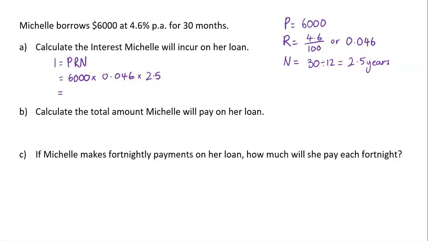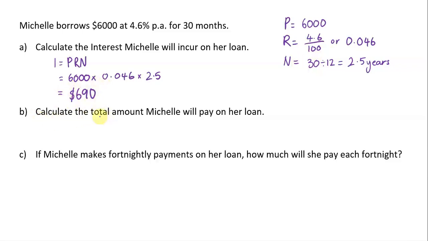And so we calculate that Michelle paid, or incurred, which means how much she has to pay, $690 in interest on her loan. The principal amount times the interest rate as a fraction or decimal times the number of years. 30 months is 2.5 years. Because 1 year is 12 months, 2 years is 24 months, plus another 6 months or half a year gives us 30 months. So the total amount of interest that Michelle will pay is $690.